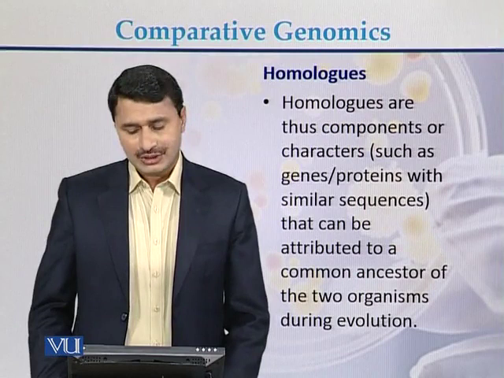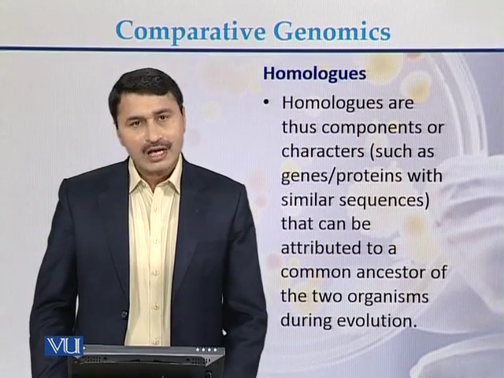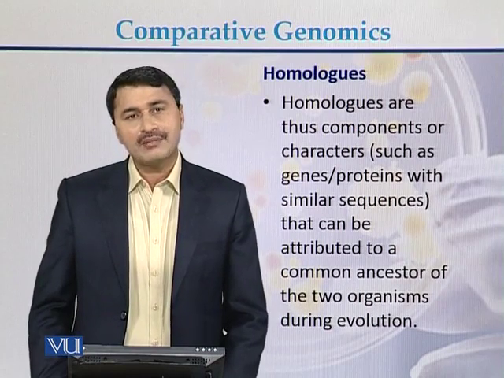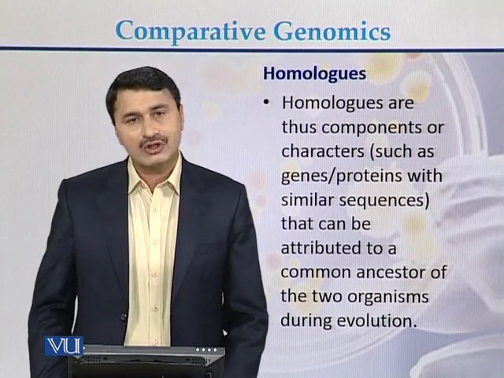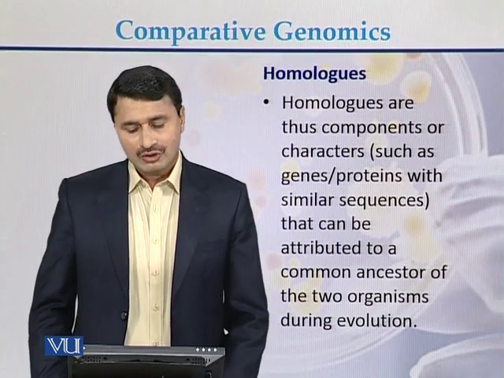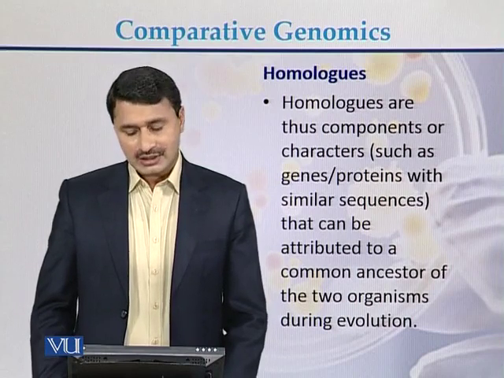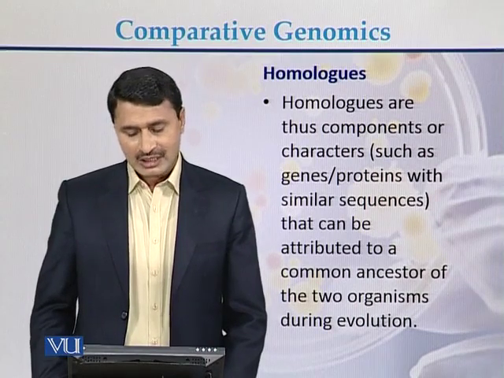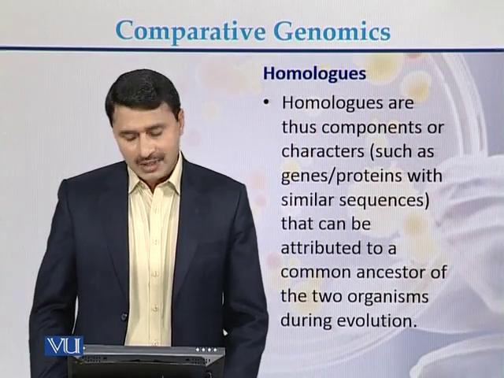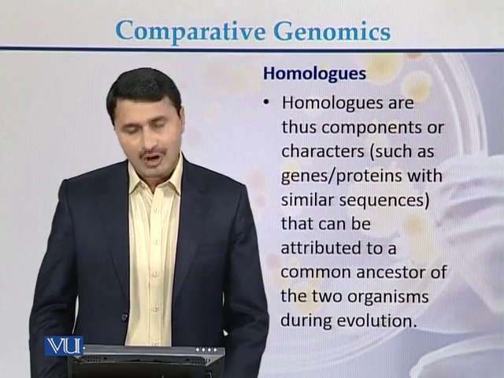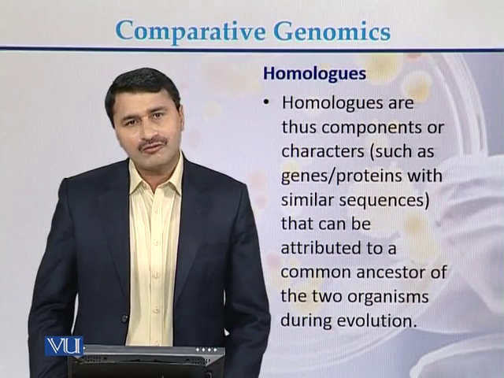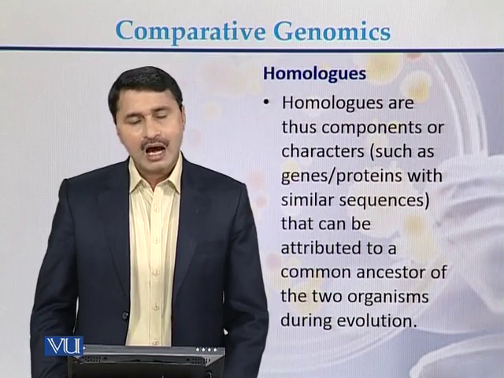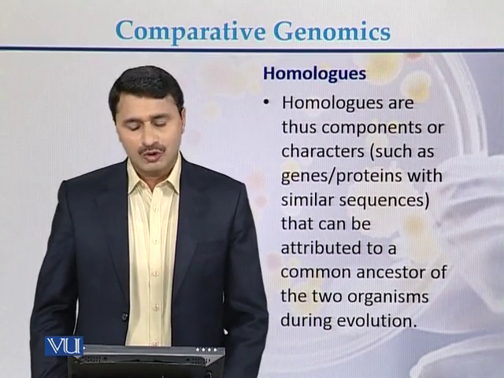So what are homologies? Homologies are components or characters. Characters can be genes or proteins that can be attributed to a common ancestor of two organisms. If there are two characters, in the form of genes or proteins, and we attribute them to a common ancestor of two different organisms, and they have evolved from it through the process of evolution, such a pattern is called homologies.